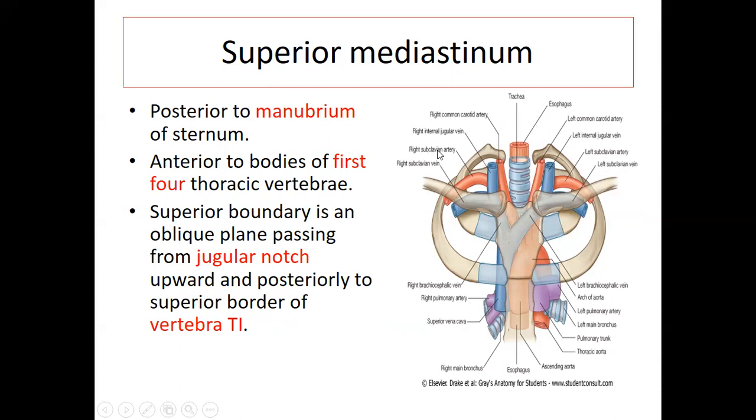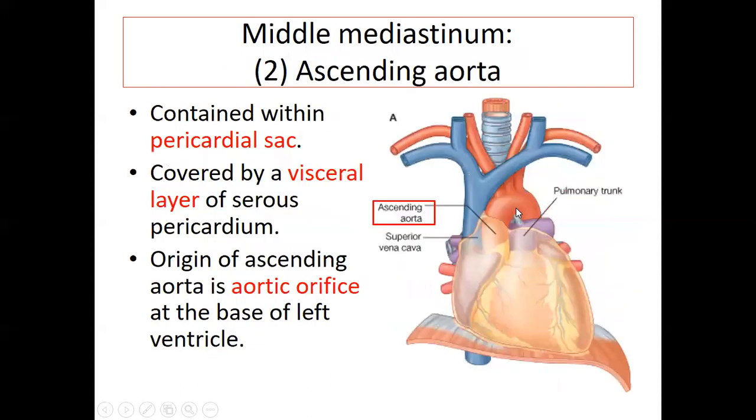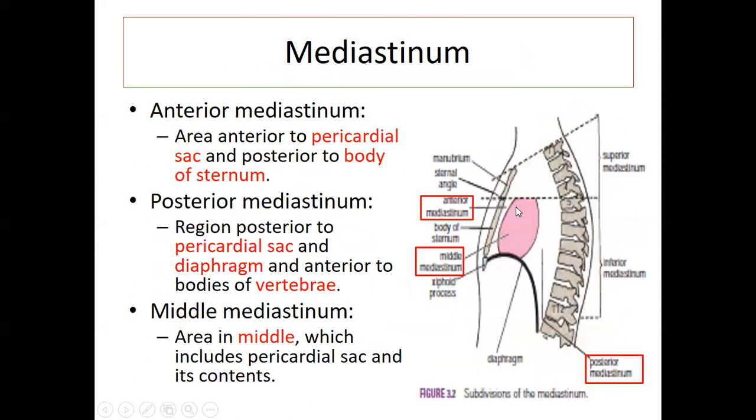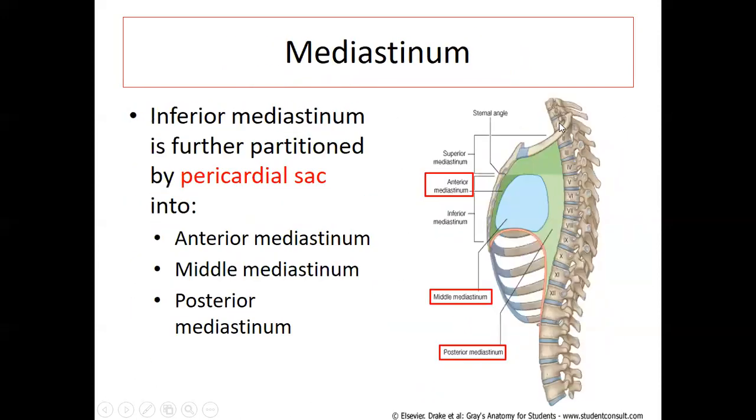Toward the back, it is located anterior to the bodies of the first four thoracic vertebrae, from vertebra number 1 until vertebra number 4. If you see from the earlier picture that I have shown, from vertebra number 1 to vertebra number 4, there is the extension, the posterior boundary of the superior mediastinum.